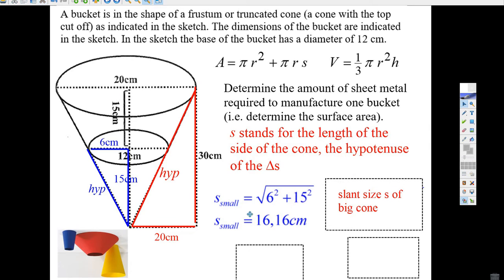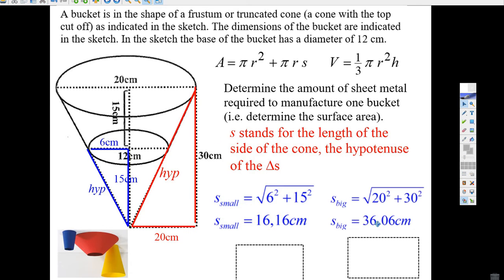What do we use? And I should have written it down here, and I didn't, and I should. The slant height of the small cone is 6 squared plus 15 squared and square rooted. And you should say by Pythagoras. Write down by Pythagoras when you use it. And it's 16.16. That's what the hypotenuse is, 16.16. What about the big cone? Well, here it is, 20 squared plus 30 squared, square rooted.